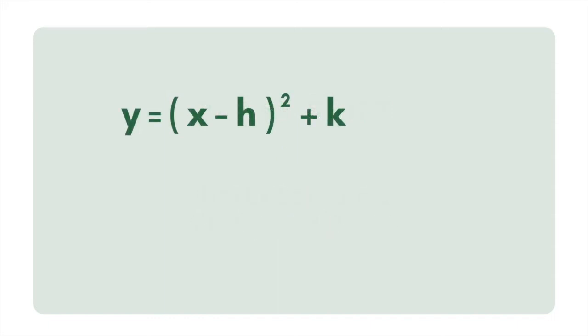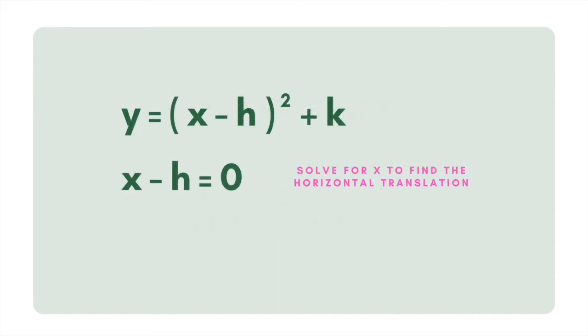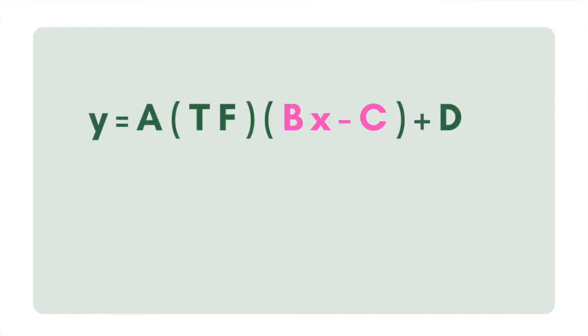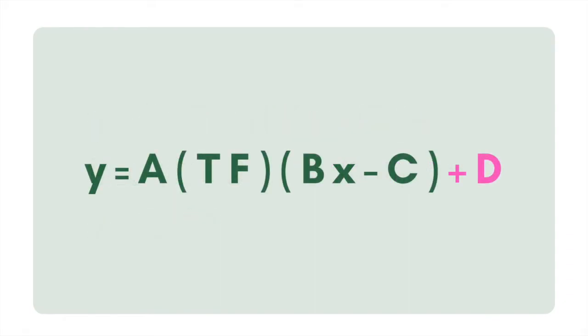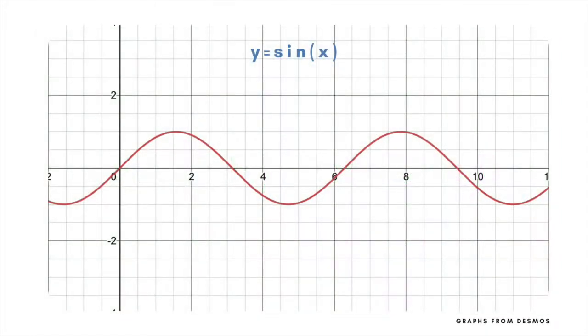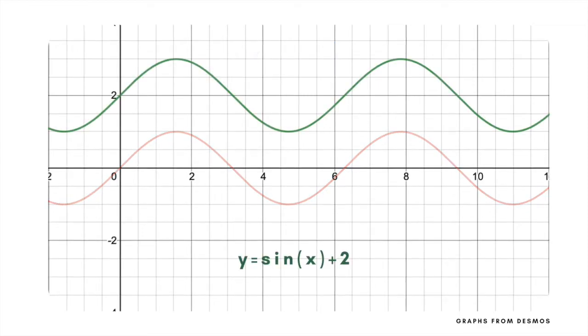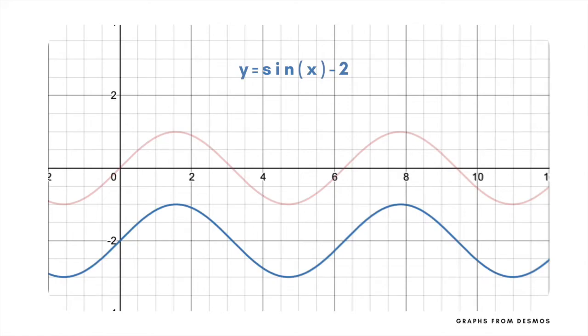In a quadratic equation, you would set x minus h equal to 0 and solve for x. In the same way, with the trigonometric equation, we would set bx minus c equal to 0 and solve for x in order to find our phase shift. Now, the only term we have left is d, our vertical shift. This is quite simply shifting our graph along the y-axis. If d is positive, our graph will move in the positive direction, and vice versa.